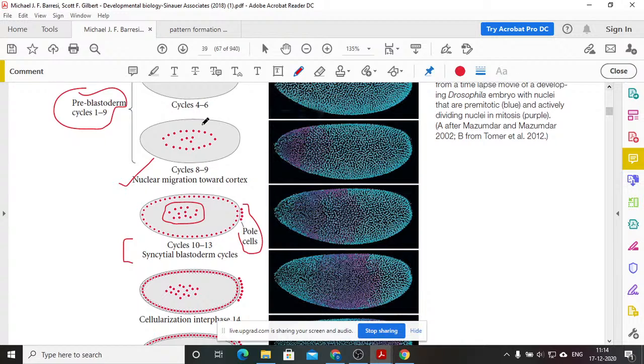But initially at the syncytial blastoderm stage, these nuclei are not separated by plasma membrane. It is not present. This occurs in the following stages when cellularization takes place. So, this is how Drosophila development takes place. This is the syncytial blastoderm stage. Keep in mind, all nuclei are arranged in the center and also in the poles.